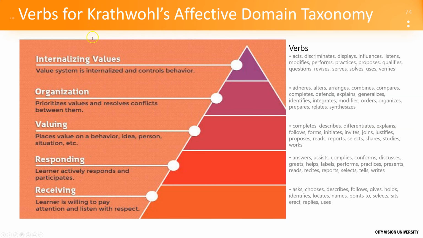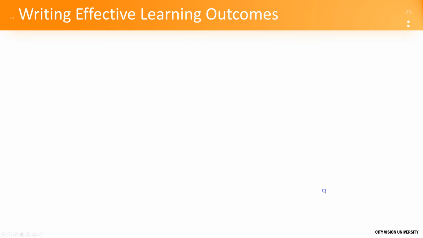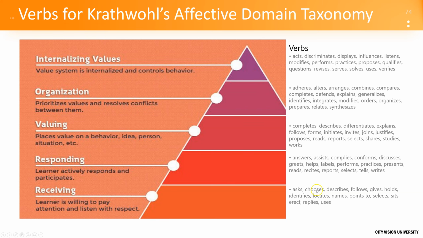Now, this is all generally in the cognitive domain. There's also the affective domain, and the guy who developed that, his name's Krathwohl, and you can use different types of verbs, on the receiving side of things, where you're just showing that you're willing to pay attention and listen with respect. You're showing that they're actively responding and participating, places value on a behavior, idea, person, or situation, prioritizes values and resolves conflicts between them, and a value system is internalized and controls behavior.